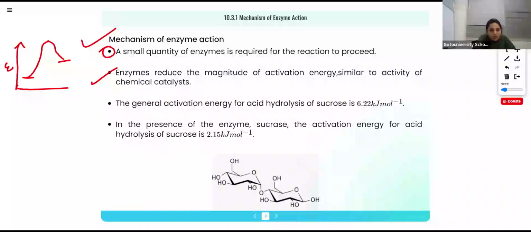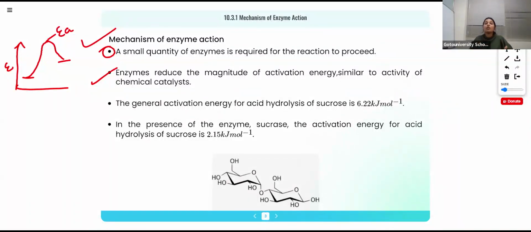So the peak of this one is called the activation energy of the reaction, Ea. What is activation energy? For every reaction to happen, the reactant molecules have to cross some energy barrier, right? Suppose a reactant molecule is on this side. When they cross this barrier, only then will they convert into product. This barrier is called activation energy.